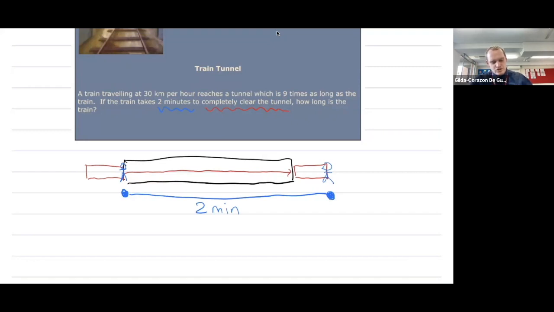Now, we also know that the train is traveling 30 kilometers an hour. Okay, so for the different color, we've got 30 kilometers per hour. So the train's traveling this direction at 30 kilometers per hour.